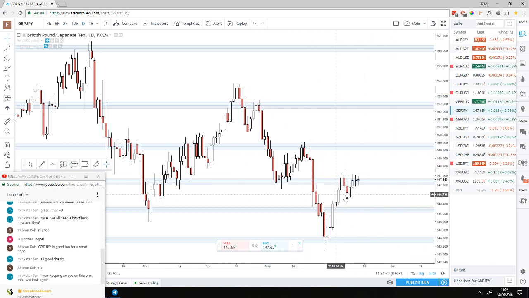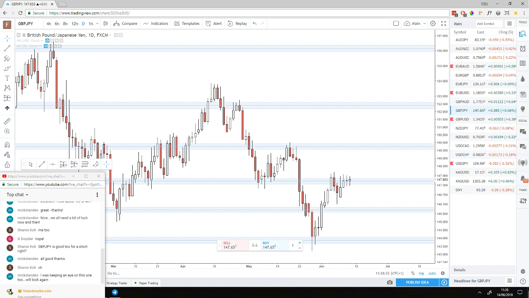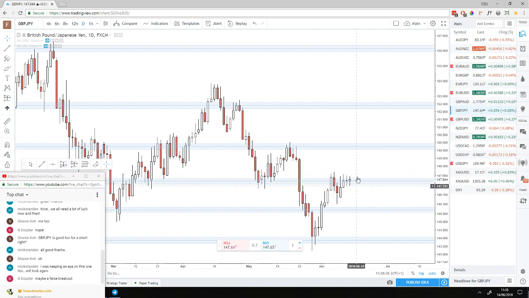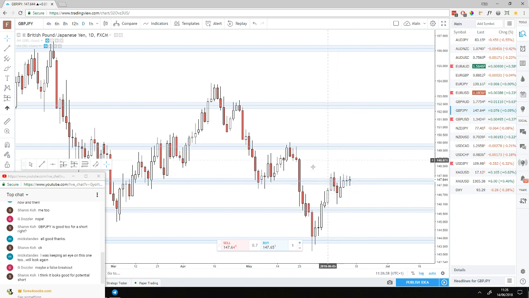So a short from here would be a continuation trade, which generally speaking is a higher probability setup. Continuations have a higher probability of hitting your target than you get with a reversal, for example. So it's a medium risk setup. My thing against it is it's messy.